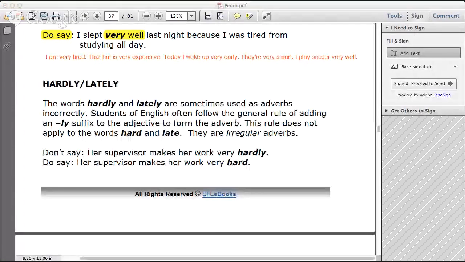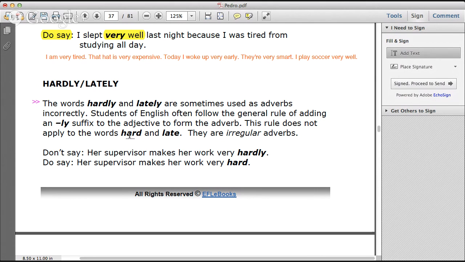All right, let's see. It is Heidi's turn right now. Heidi, go ahead and read this paragraph, please. Hardly and lately. The words hardly and lately are sometimes used as adverbs incorrectly. Students of English often follow the general rule of adding an ly suffix to the adjective to form the adverb. This rule does not apply to the words hard and late. They are irregular adverbs. Okay, very good.